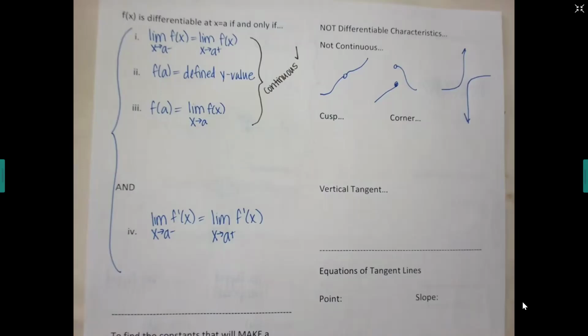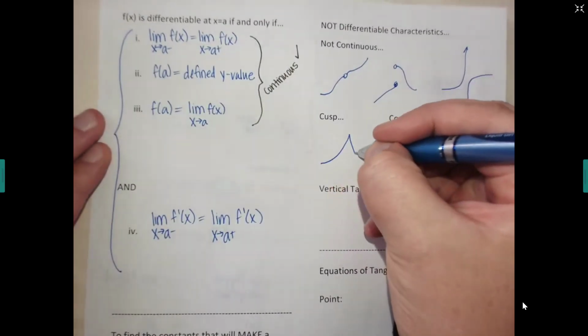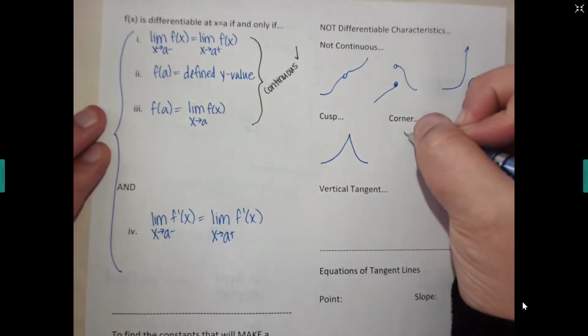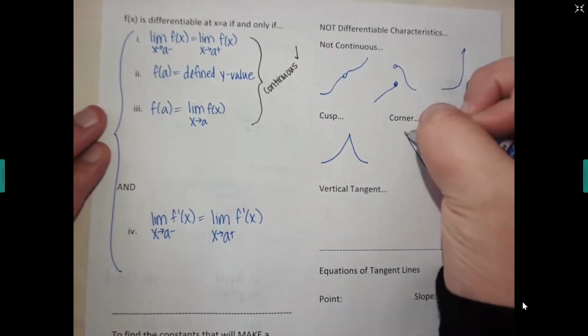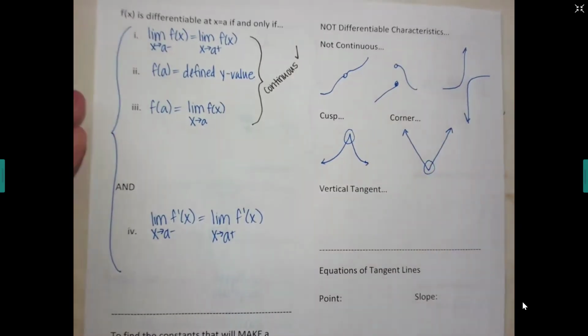Draw yourself a cusp and a corner. A cusp is just where at least one side is a curve, versus a corner would be like an absolute value graph where both sides are linear. Cusps and corners also are problematic because you can't draw a tangent line that's going to match both sides.